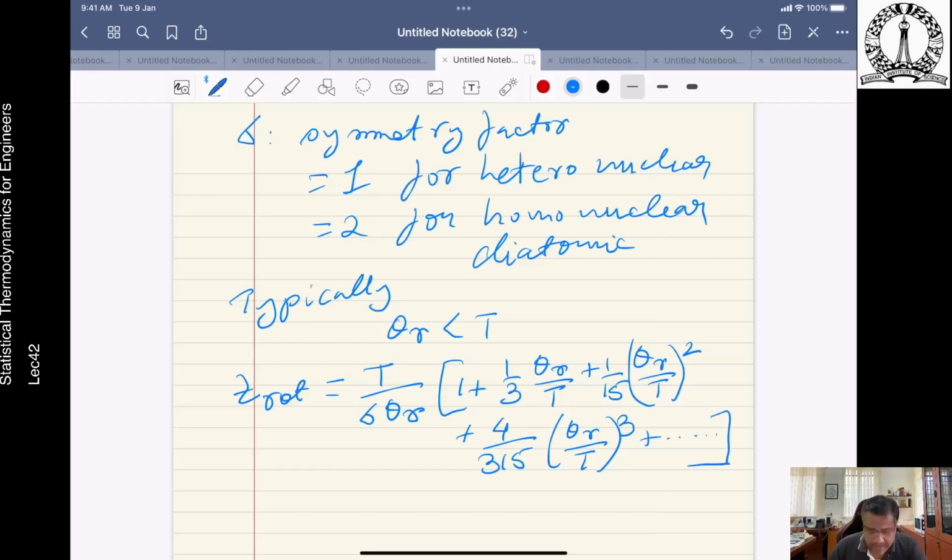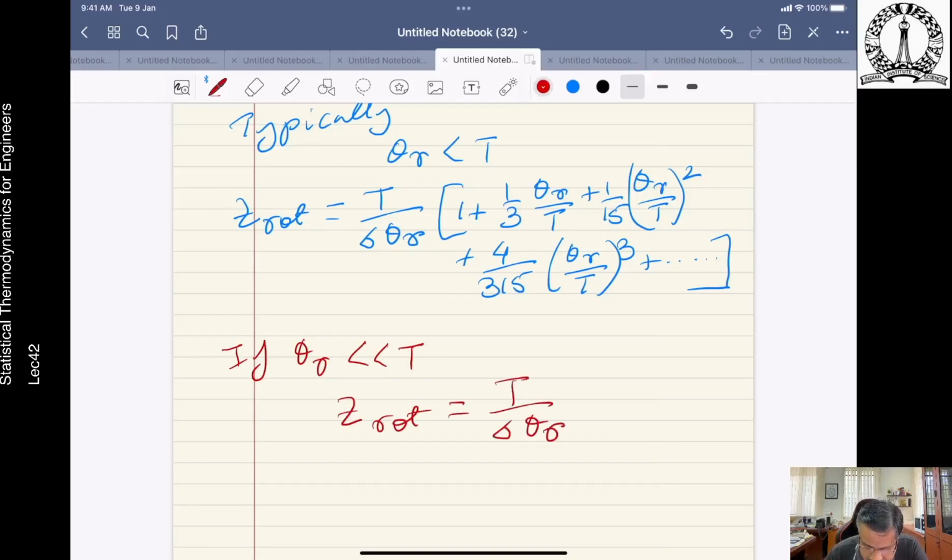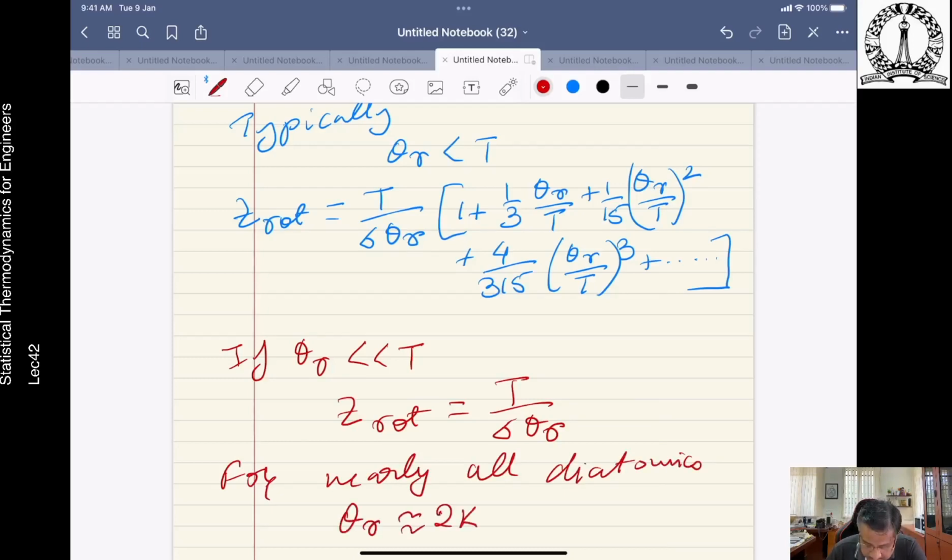Now, if on the other hand theta r is much less than T, this can be converted to an integral, and Z rotation will become T by sigma theta r. For nearly all diatomics, theta r is of the order of about 2 Kelvin.